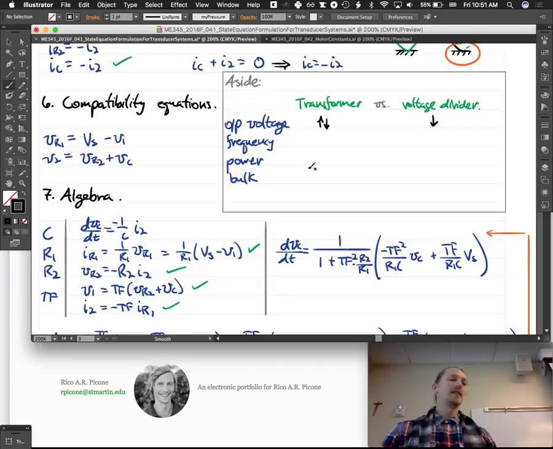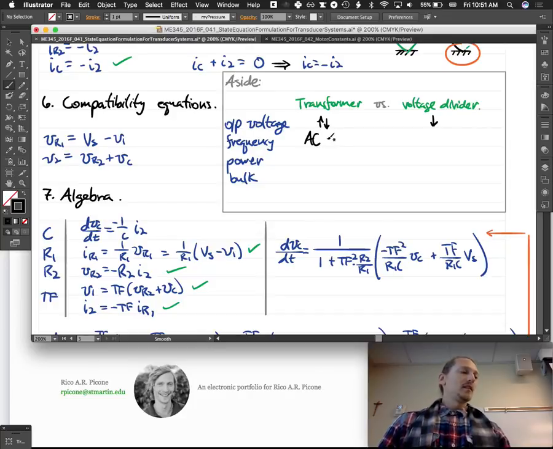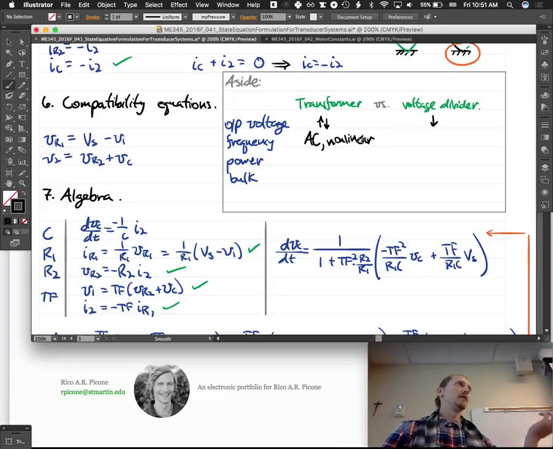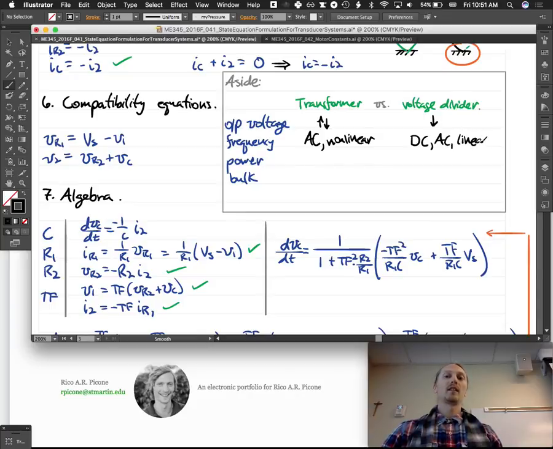The frequency row here is there because a transformer only works for AC signals. And one downside of it with frequency is that sometimes they can be non-linear. Not in the models that we've developed here, but in some models they can be non-linear. Whereas voltage dividers work for DC or AC, and they're very linear. Okay? So that's one thing.